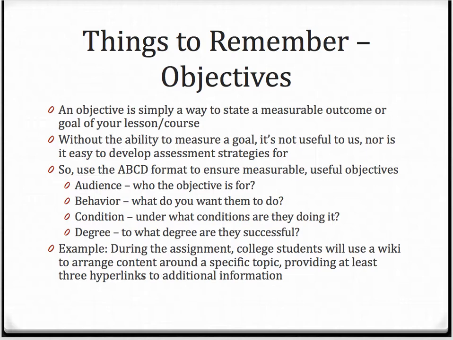So here, during the module or during the assignment is the condition, right? And college students is the audience. The behavior that they're demonstrating is using a wiki to arrange content around a specific topic. And then the degree to which we know that they're successful is that they're going to provide at least 3 hyperlinks to additional information. So that is just one example. You could certainly come up with lots of others, but that's how it plugs together.